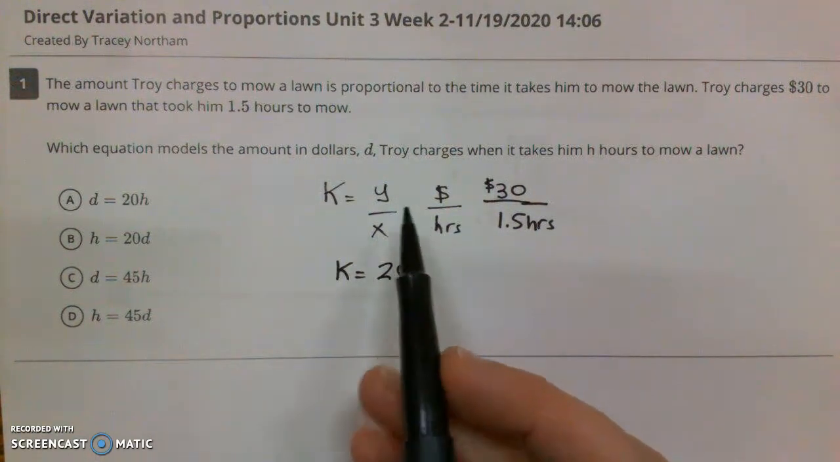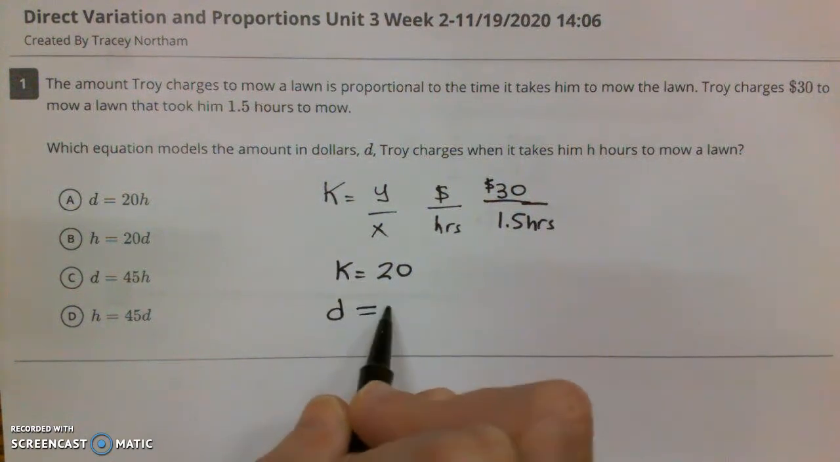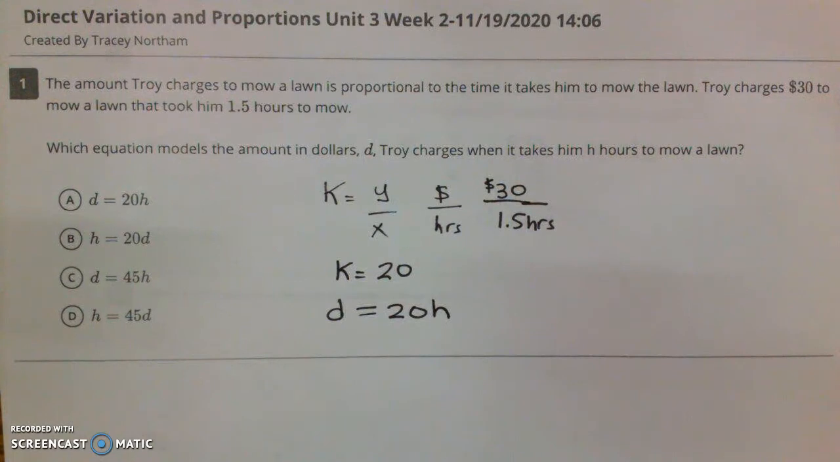So our equation, Y is dollars, so dollars is equal to 20. Our X variable is hours. D is equal to 20H.